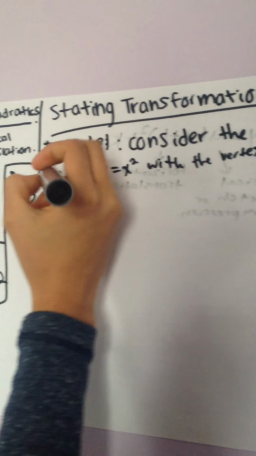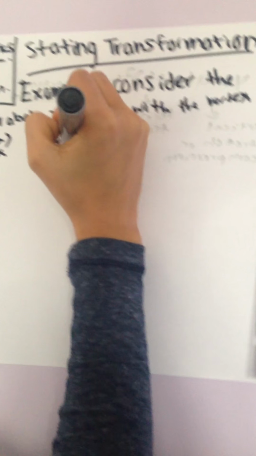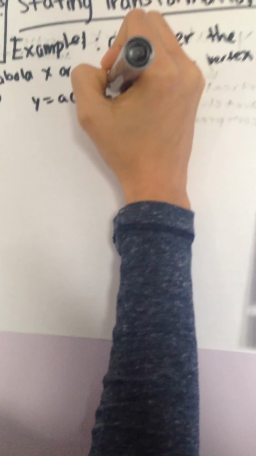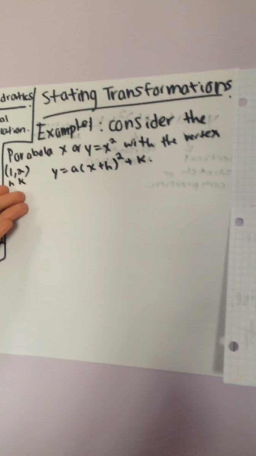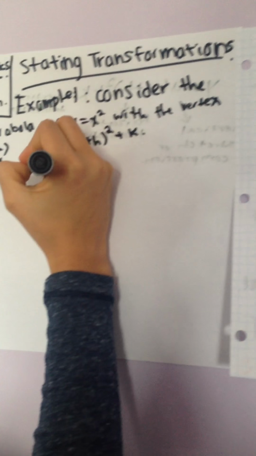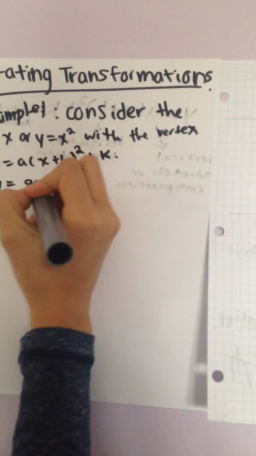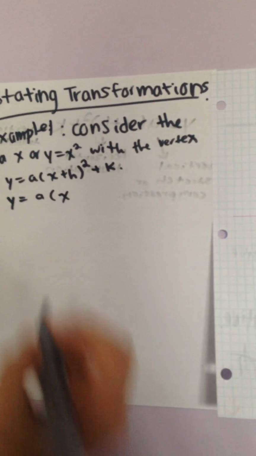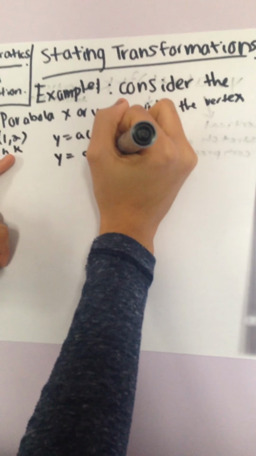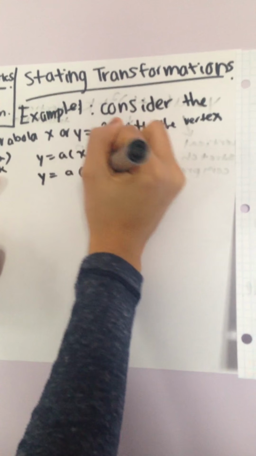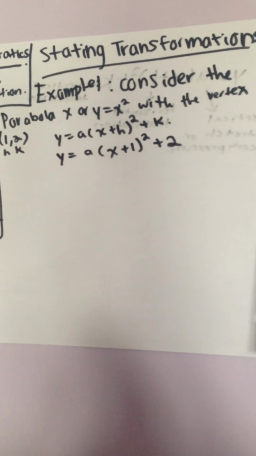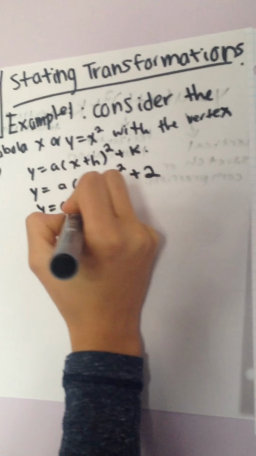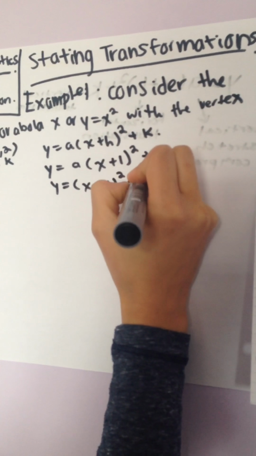So the equation would be y equals a(x plus h) squared plus k. So you would fill in the vertex for the equation. So y equals a(x plus 1) squared plus 2. So since there is no a value, the equation would be y equals (x plus 1) squared minus 2.